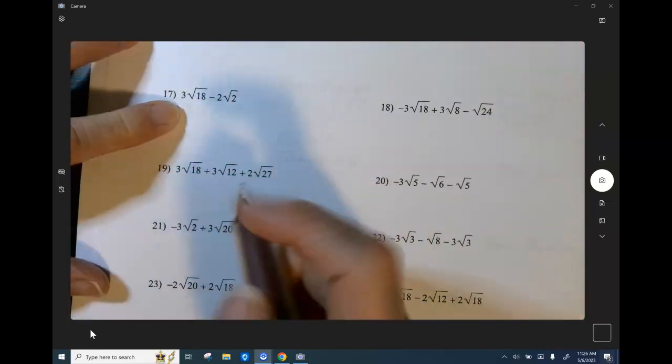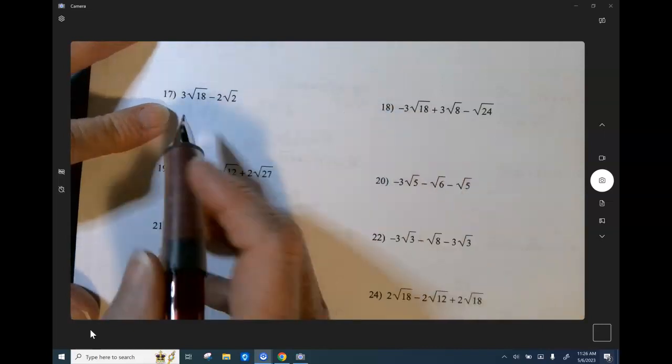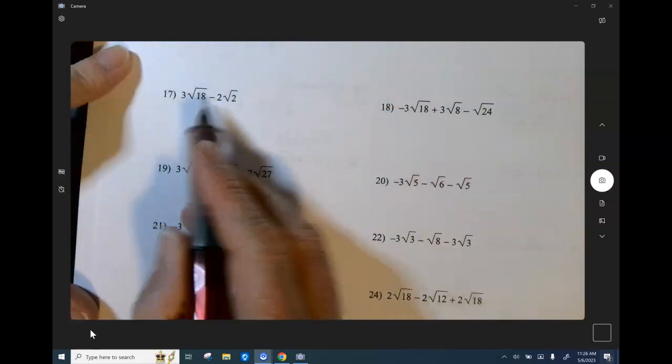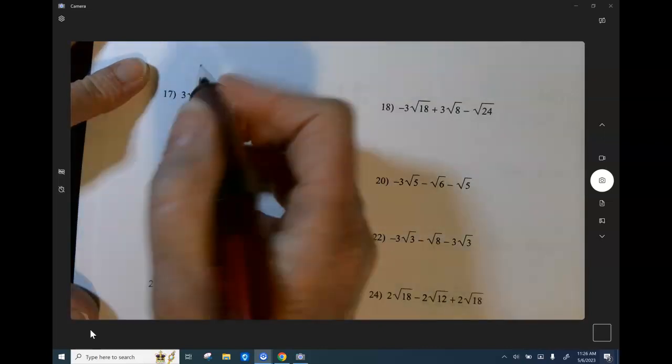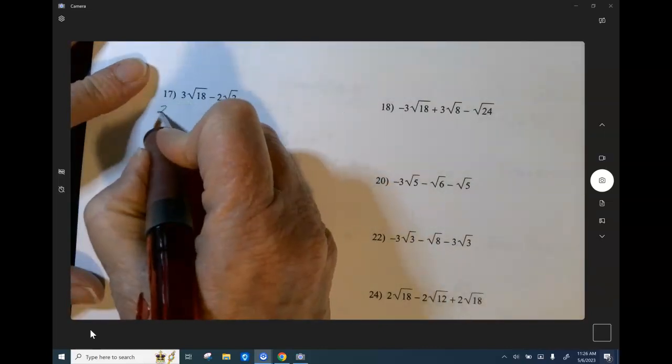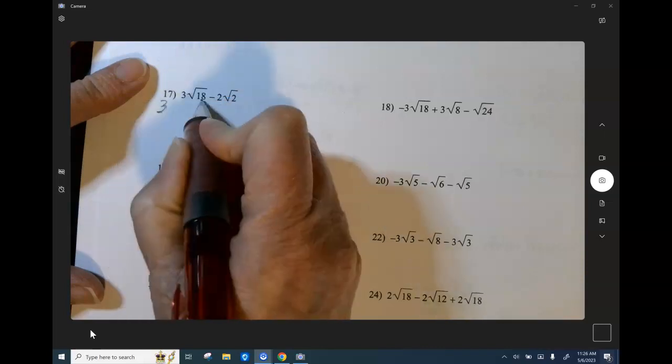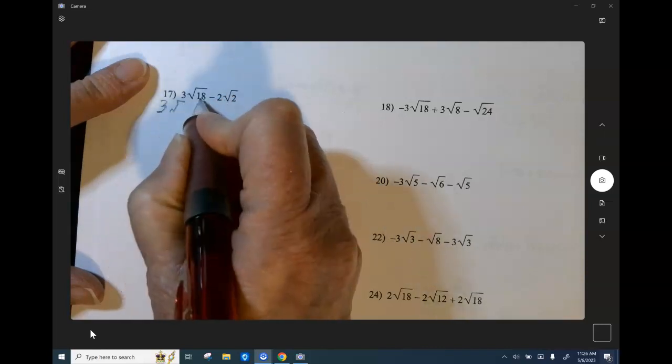Let's go to number 17. It's not complicated, but let's look at it. So here we go. 18 and 2, these are not like radicals, so I have to break it down. Do not use your calculator. I know it will do it for you, but don't. So we have 3. Break 18 into a perfect square. What's a perfect square in 18?